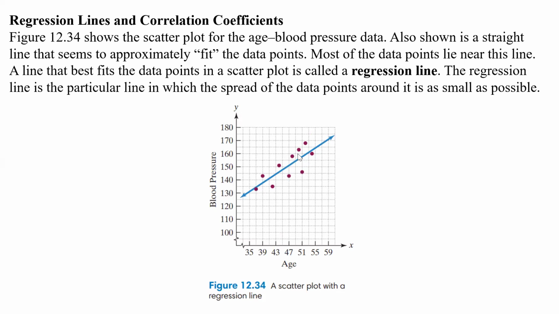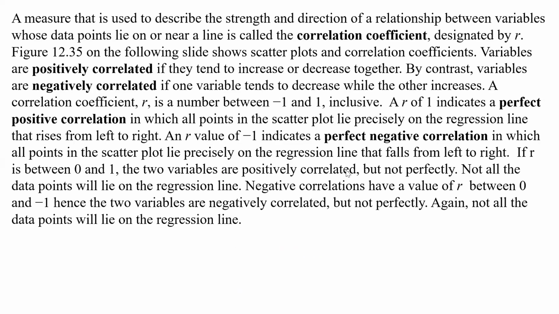When we use software, we can get this best fit, and we can also get it by doing calculations by hand. Now, a measure that is used to describe the strength and direction of the relationship between variables whose data points lie on or near a line is called the correlation coefficient, and we designate that by an R. The figure on the next page is going to show us scatter plots and correlation coefficients.